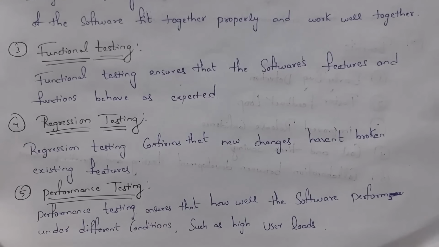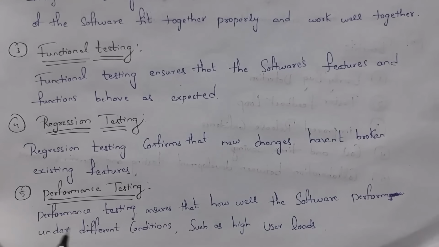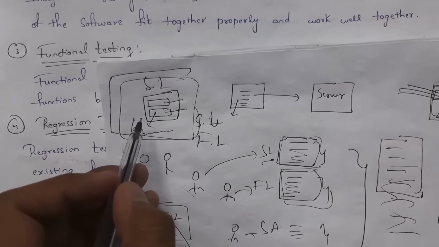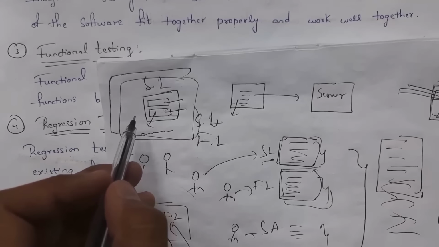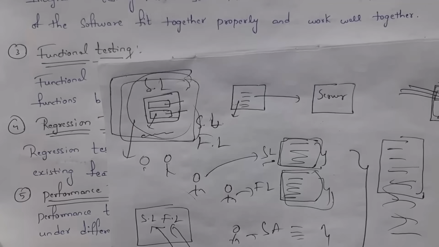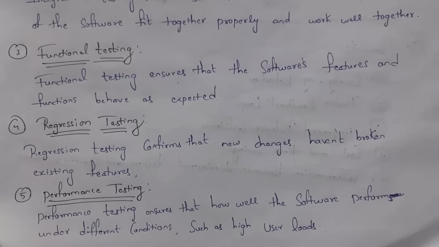And the fifth one is performance testing. Performance testing ensures how well the software performs under different conditions such as high user load. Guys, for example, in the software, the student login form is working well, but whenever 1000 users access this website at a time, the student login form is not responding properly. So we need to check the performance of our software. Our software must work under different conditions.